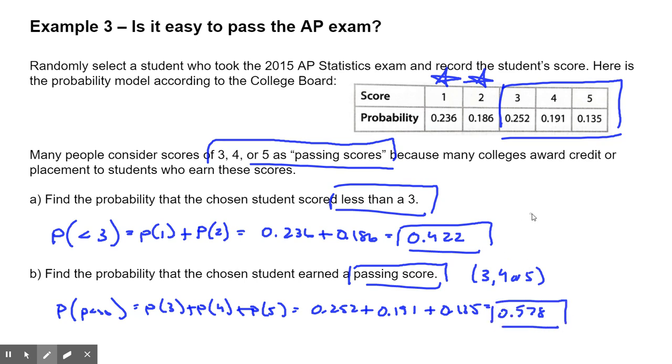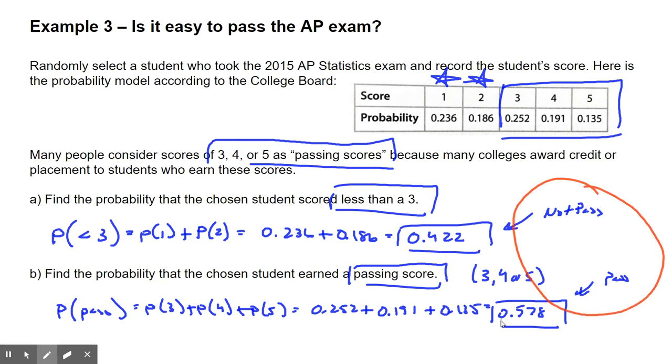Now, again, this is the probability of not passing, and this is the probability of passing. So if you were to combine these two together, right, 0.422 plus 0.578, that would equal 1 because you're either going to pass or you're not going to pass. There's no other way around it, okay? So keep that in mind too.